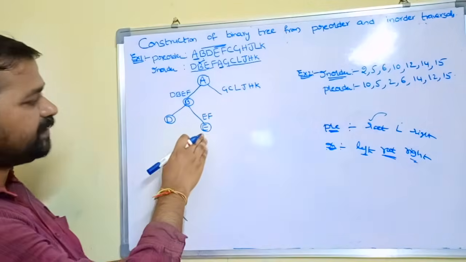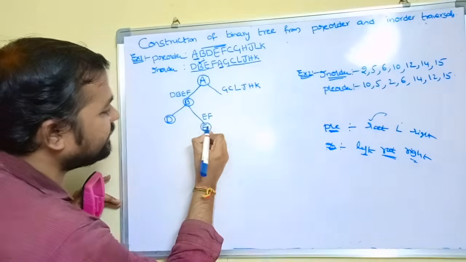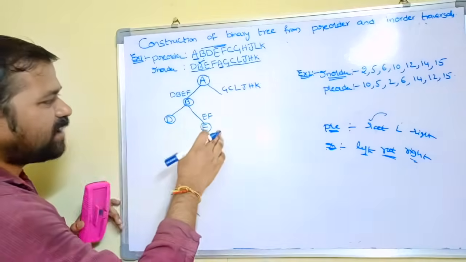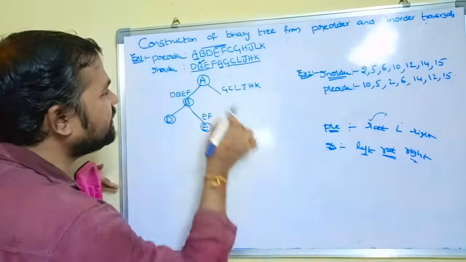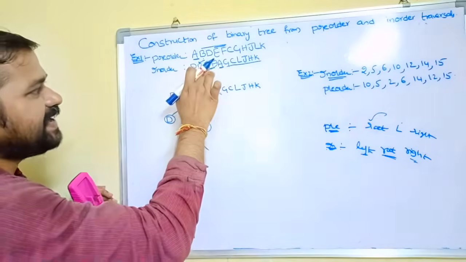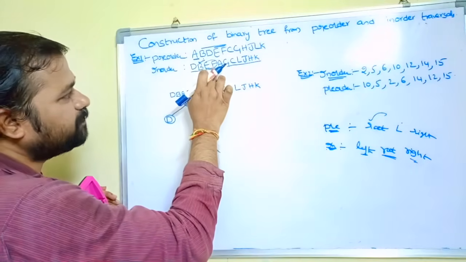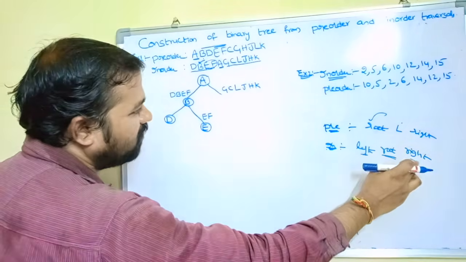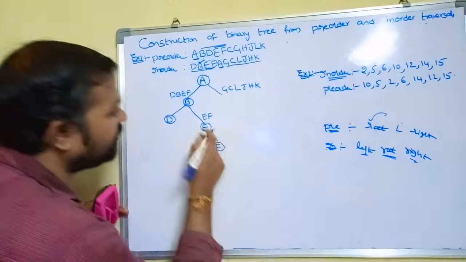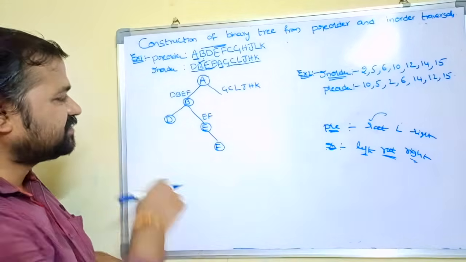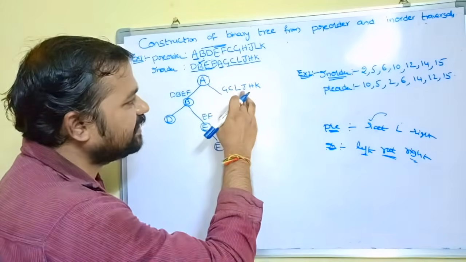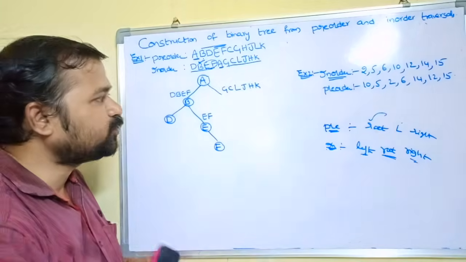Let us check one more time. What is the root node here? E. Next we have to determine whether F is the left child or right child. So we go to the inorder traversal. Here we have EF, where E is the root node. In inorder traversal, after the root we have the right, so after E we have F. So F becomes the right child of E. With this the left subtree is over. Likewise we have to construct the right subtree also. So we have GCLJHK, and in this we have to determine the root node.